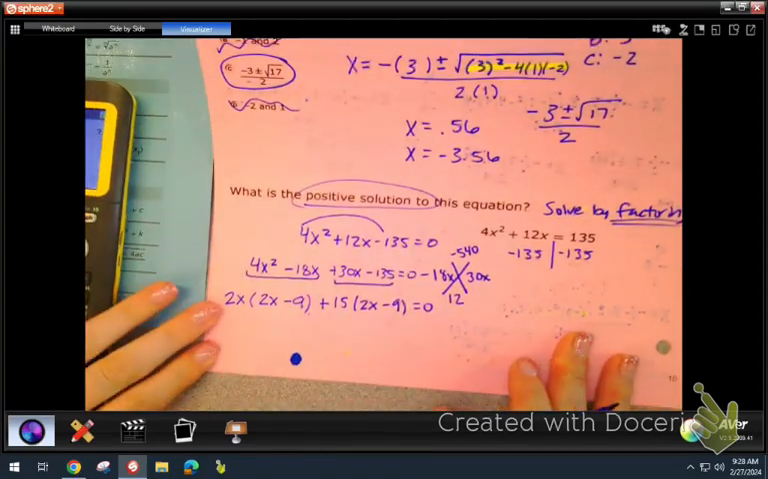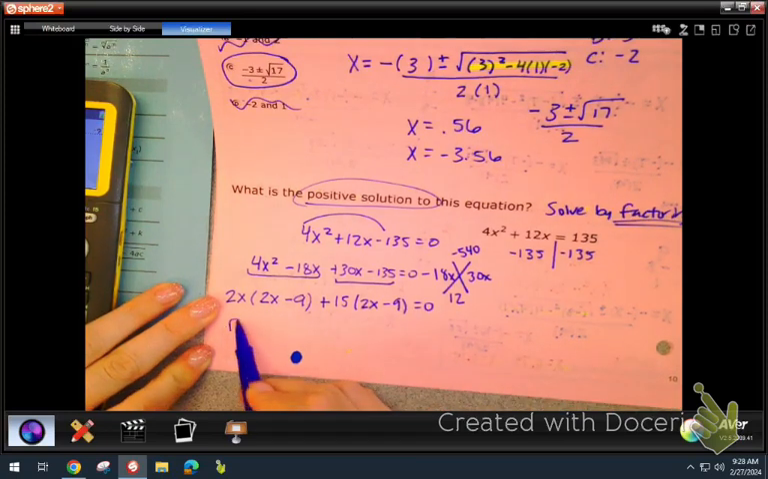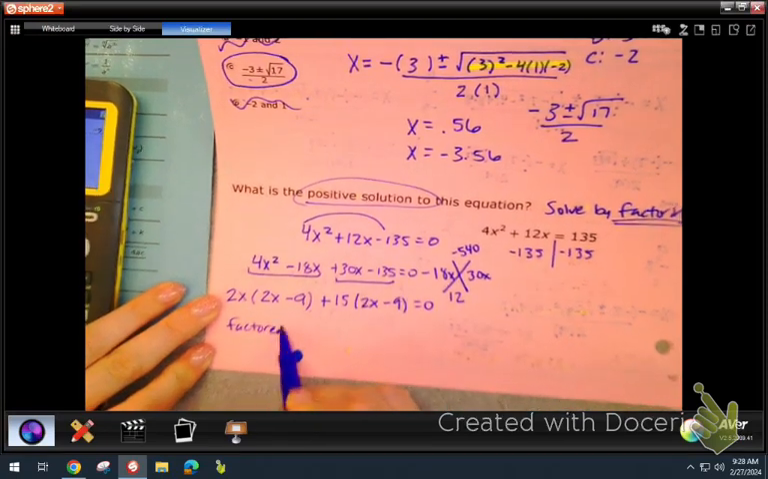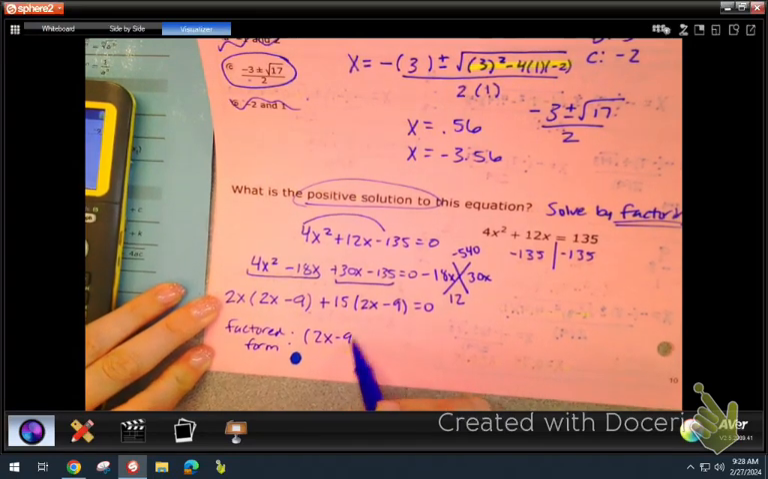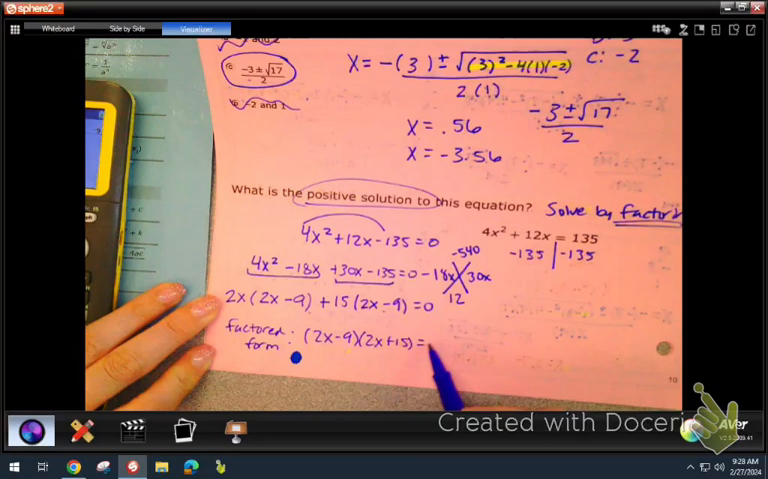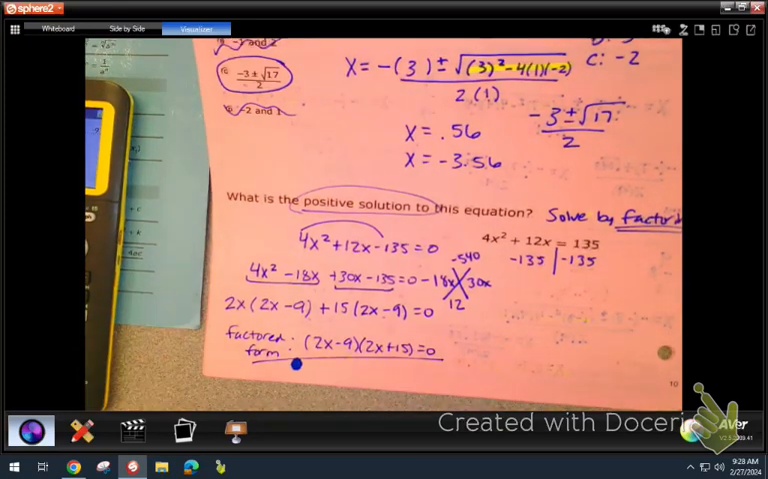All right. So my factored form, I'm going to ask you for this on the test. What is your factored form? 2x minus 9. And what else? 2x plus 15. And then equals 0? That equals 0. That's your factored form. But is that the solutions?